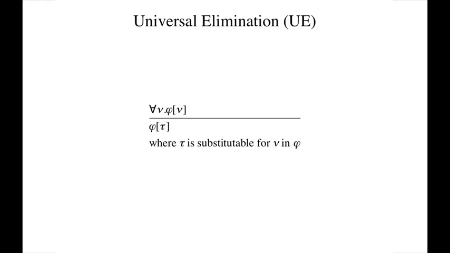Avoiding conflicts of this sort is the main reason for the substitutability condition in the definition of universal elimination. When using the rule, if we obey the law, we won't get into trouble.